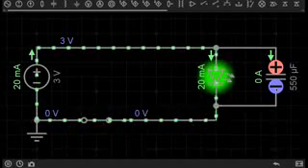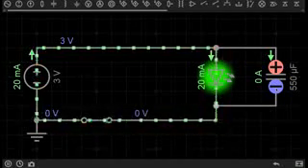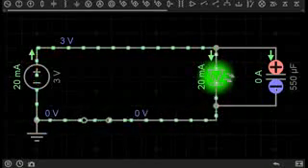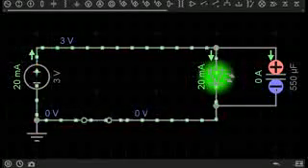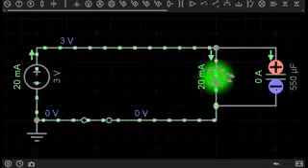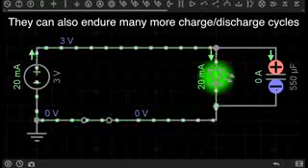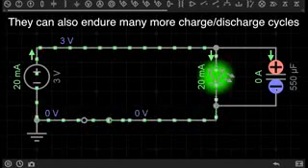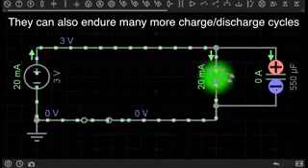And you may think, well, what's the difference between a capacitor and a battery then? Now, capacitors have one big advantage over batteries. Capacitors can charge and discharge really fast. You can charge a capacitor very quickly, and they can also discharge very quickly as well. And we will get into why that is so useful.